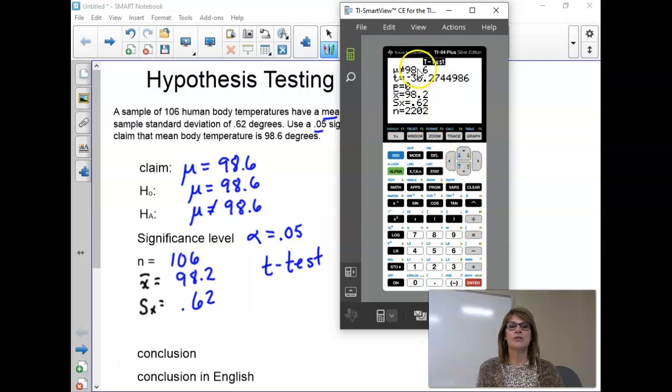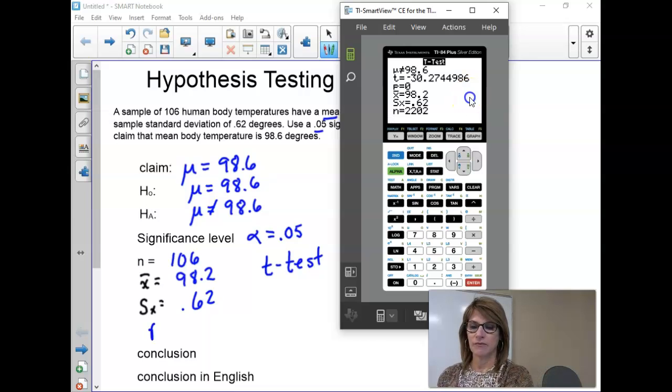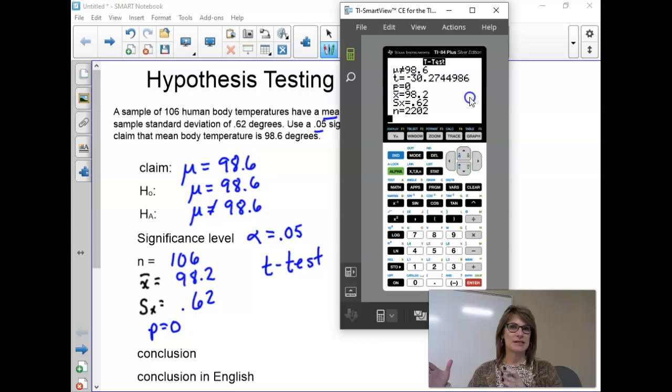Okay. And it will tell you all kinds of stuff. It'll tell you a t value up here. That's a test statistic. We really don't need it. What we're looking for is the p value. P is 0. P will always be between 0 and 1. So if you get something like 2.5748, keep reading and it might say like E -3. But P is 0, which is fine.